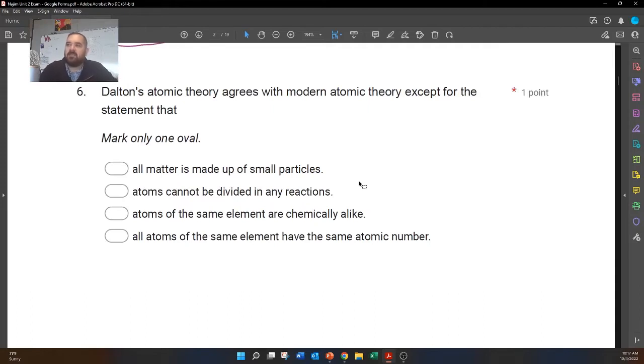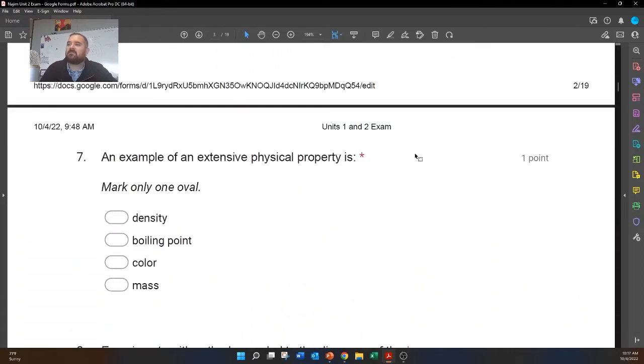So Dalton's atomic theory agrees with modern atomic theory, except for which statement? So all matter is made up of small particles. We know that's true. Atoms cannot be divided in any reactions. Atoms of the same element are chemically alike. That's true. All atoms of the same element have the same atomic number. We know that's true as well. So atoms cannot be divided in any reactions. The fact that he said that atoms are indivisible, we figured out that that's not true with the Hadron Collider. And we talked about that in class.